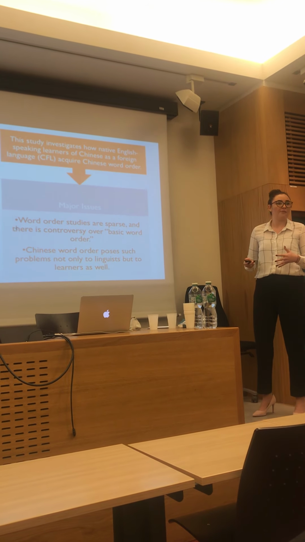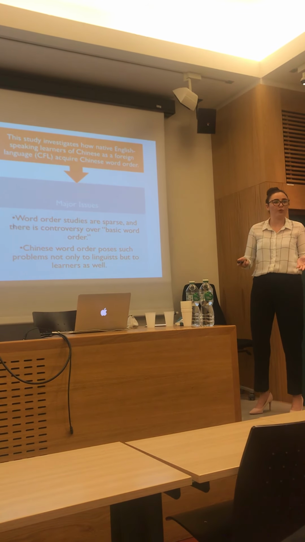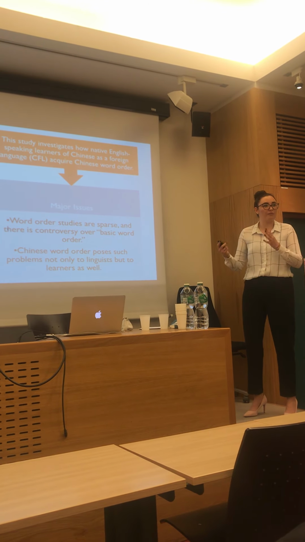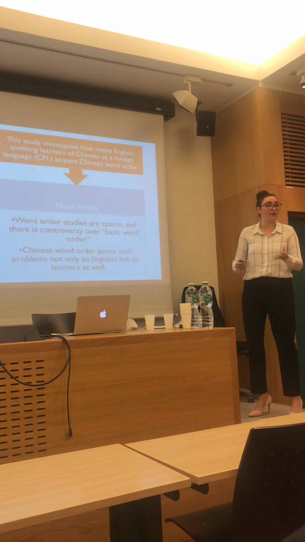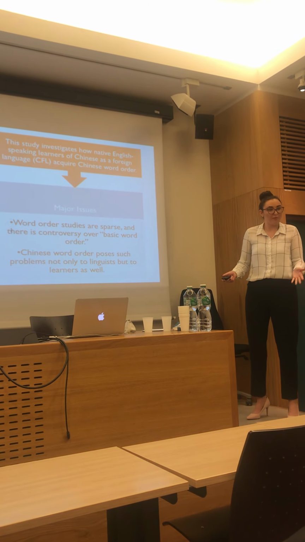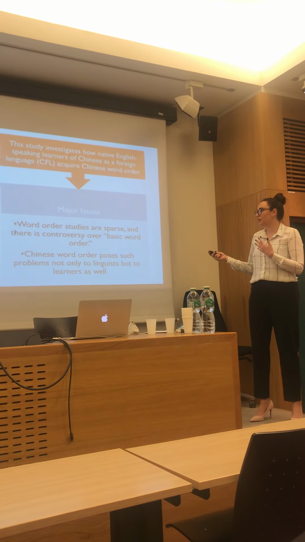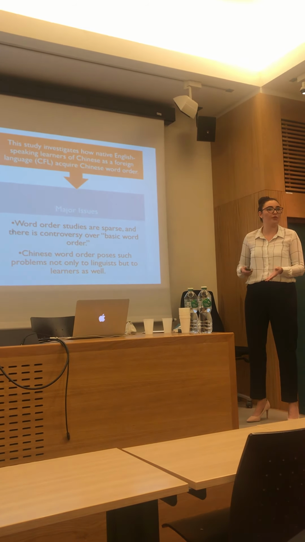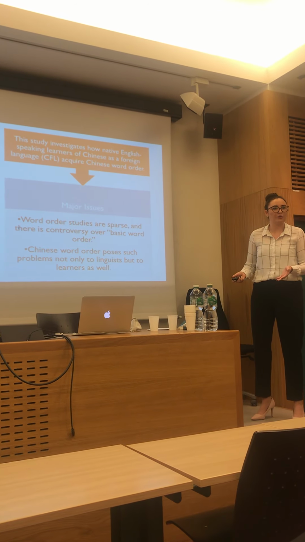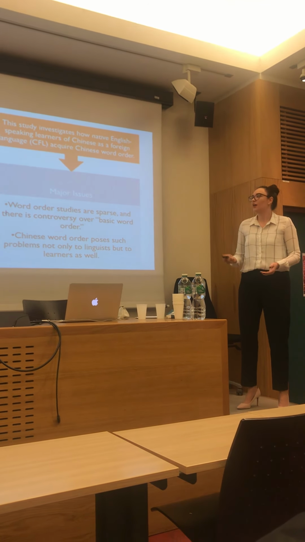Basically there was a study that came out in the 70s that said, well, the order has been shifting from SVO to SOV. And after that, many studies came out that were either for or against this. And since then, there really hasn't been much consensus on the topic. And the reason why that's relevant is because Chinese word order poses problems not only to the linguists, but to the learners as well. Because of course, if we don't have a basic word order structure, what are we teaching?